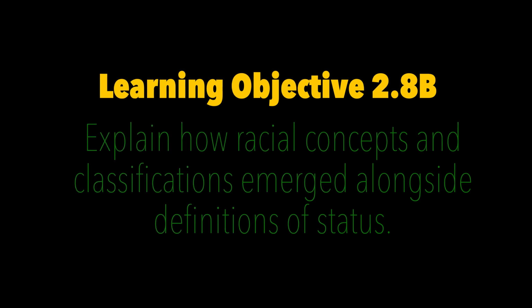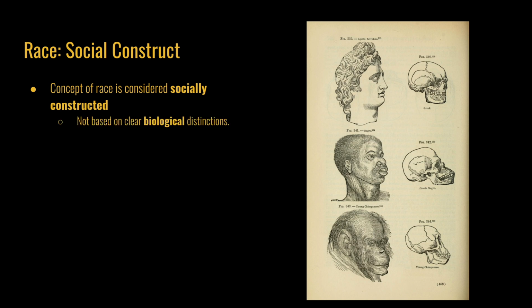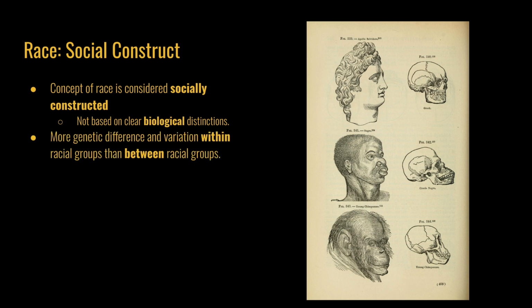The second learning objective is to explain how racial concepts and classifications emerged alongside definitions of status. Race in this class and other disciplines is understood to be socially constructed, meaning it is not based on clear biological distinctions. There is nothing in one's DNA that points to a specific race. In fact, there is more genetic variation within a specific racial group than between different racial groups.